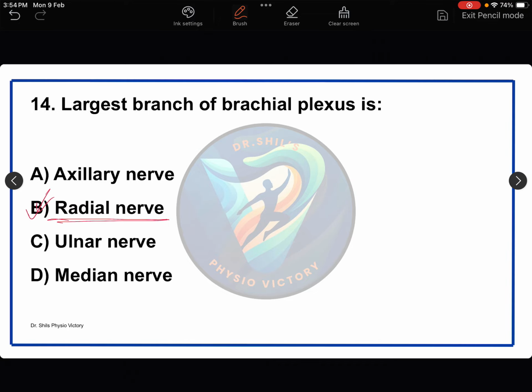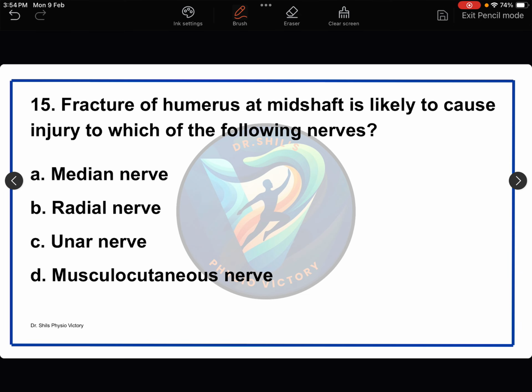Next, come to question number 15. Fracture of humerus at midshaft is likely to cause injury to which of the following nerves? Option A, median nerve, option B, radial nerve, option C, ulnar nerve, and option D, musculocutaneous nerve. Here, the correct answer is option B, radial nerve. At mid-shaft of humerus, radial nerve lies in the spiral groove.